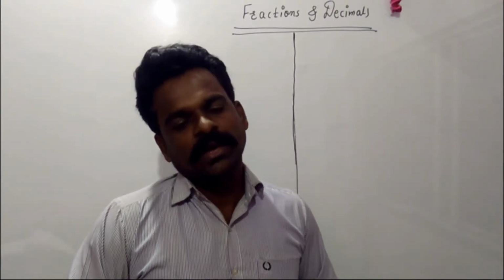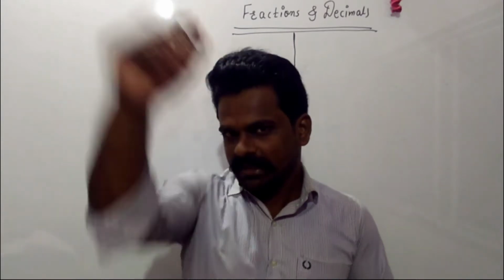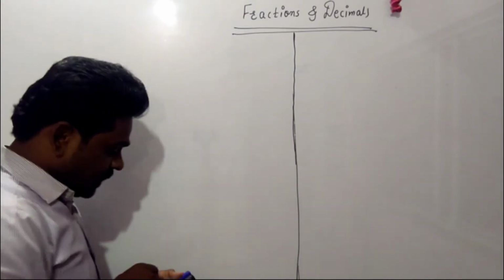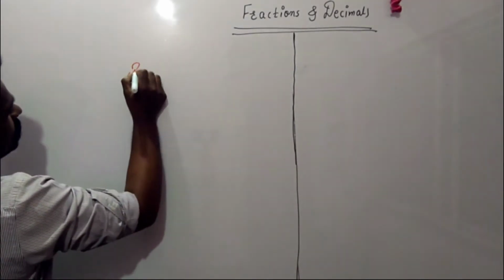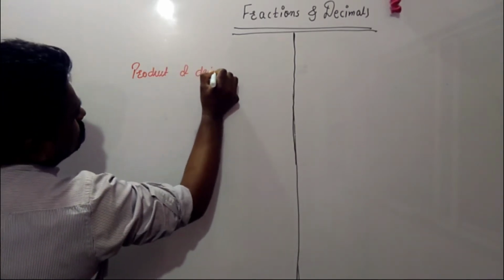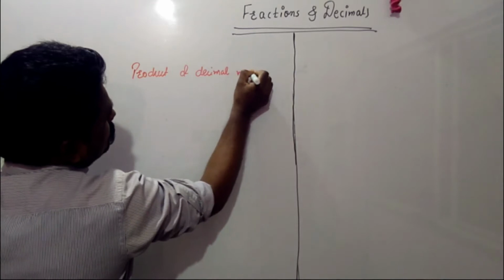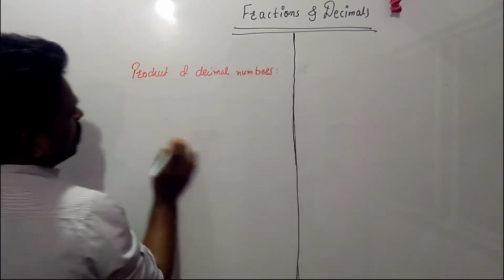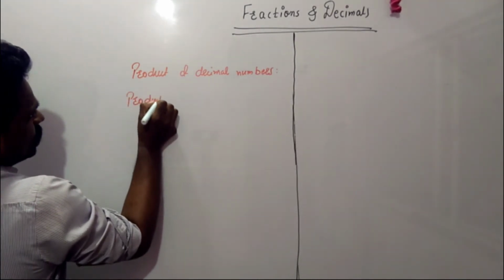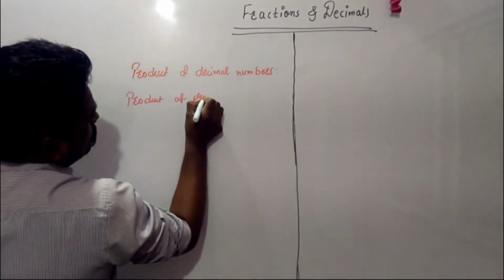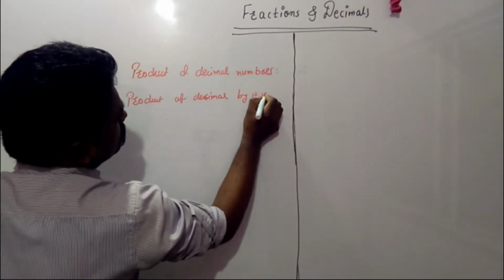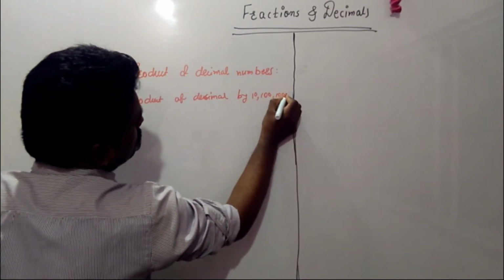The concepts we have already discussed in the last session are decimals, product of decimal numbers. We had seen it in two parts. Product of decimal numbers was the first part, and the next part is nothing but product of a decimal by 10, 100, 1000 and so on.